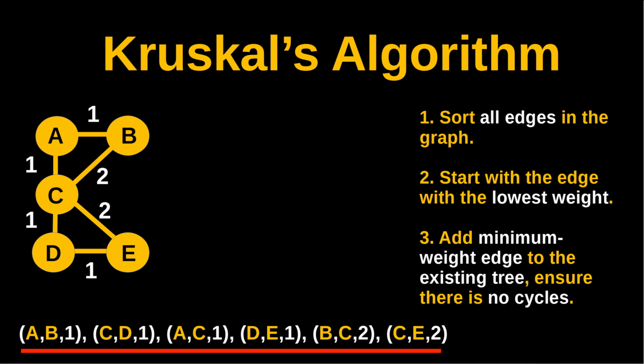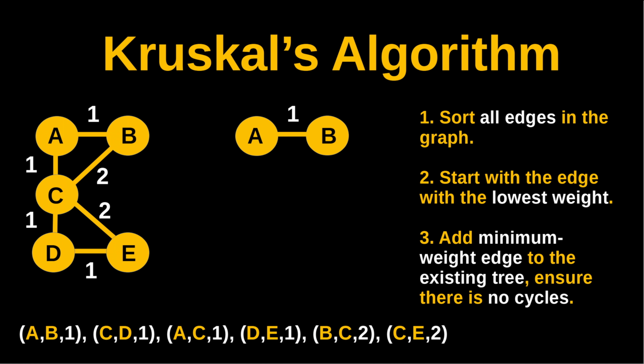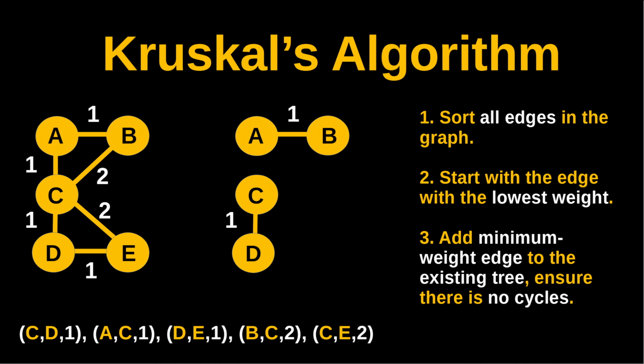In this graph, we see that there are 4 edges with weight 1. So we can pick any of these. So let's pick A and B. And we'll put this on the tree. Next, we pick another edge which has a weight of 1. So let's pick C and D.